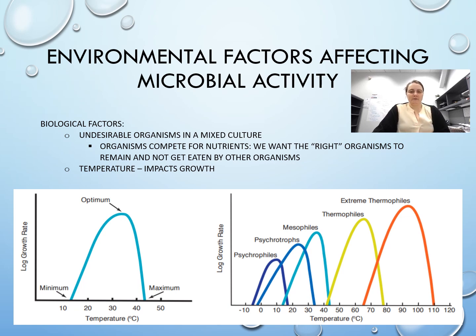And then finally, temperature, right? You're going to see a growth curve here on the left that shows an optimum temperature for a specific bacteria. But what you see on the right is that there are different temperature ranges for different microorganisms. Each of these different colors is a different genus or species of microorganisms. Some of them like it really warm, some of them don't, and that's important to know as well.